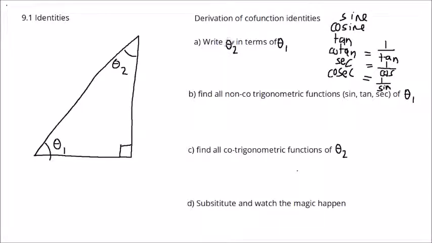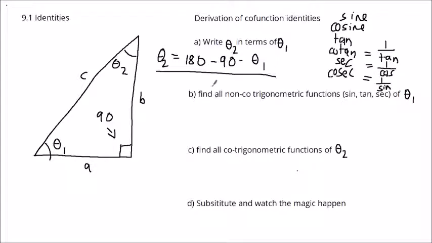So we have theta 2 in terms of theta 1. Let's just say this is A, this is B, and this is C, right? So what's theta 2 in terms of theta 1? We have 180 degrees in the whole thing. So theta 2 and theta 1 is 180 minus the 90, right? Because this is the 90. So theta 2 is equal to 180 minus 90, and then minus the theta 1. So you have the theta 2 left, right?